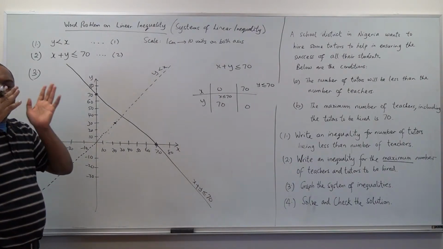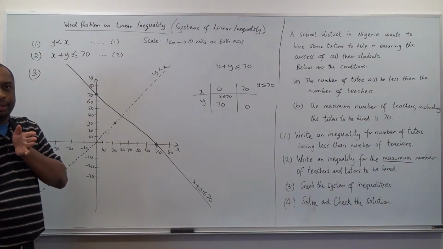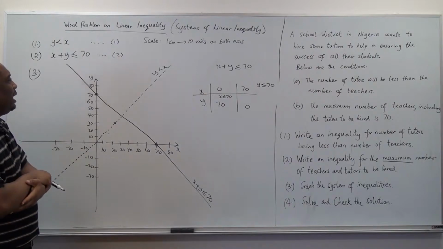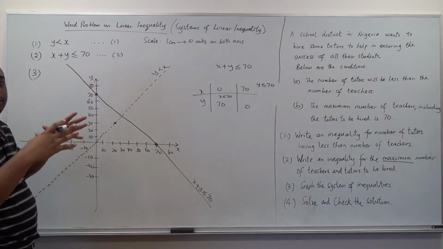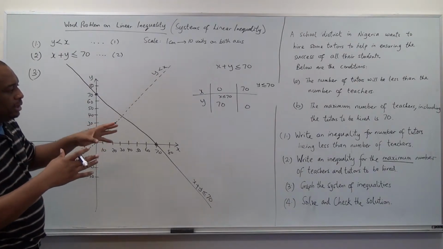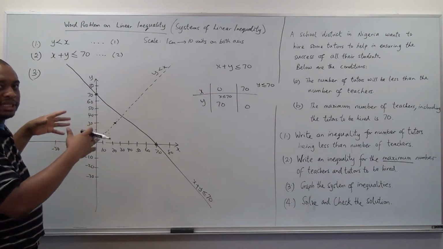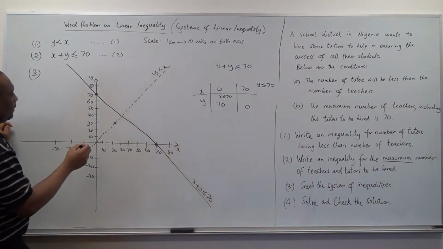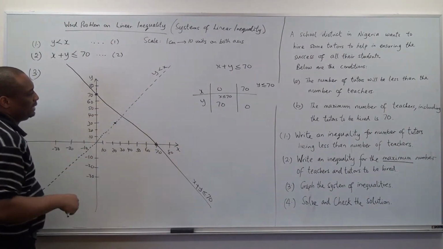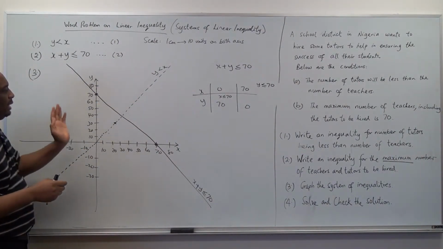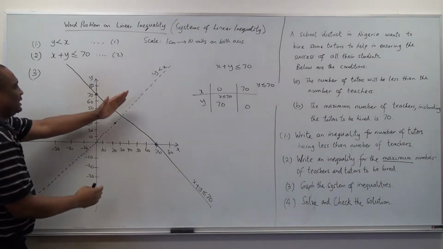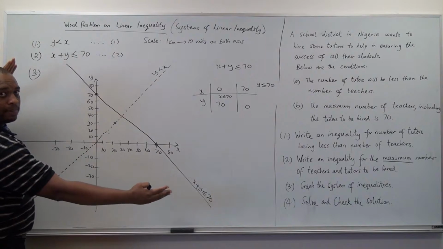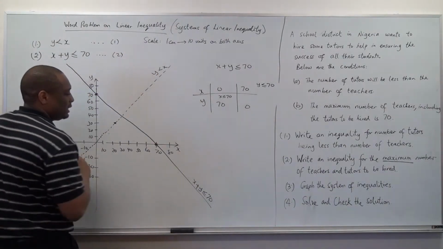Okay. Now you will notice you now shade it. You shade. Now, for the first one, you want to shade to find out what region satisfies the inequality. So for the first one, y is less than x, right? You see that y is less than x will be, this is greater than, this is less than.